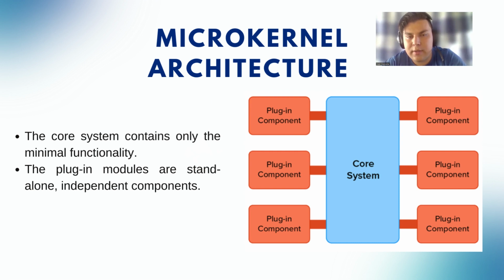Microkernel architecture. You can verify the following in the image. In the blue square, the core system contains only the minimal functionality. The six red squares, the plugin modules, are standalone independent components.